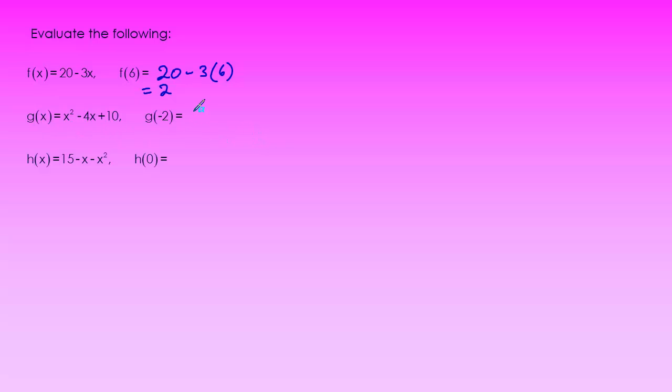Here we want g of negative 2, so that gives us negative 2 squared, take away 4 lots of negative 2, add 10. So that's going to be 4 plus 8, which is 12, add 10 gives us 22. And for this one we want h of 0, so that's going to give us 15 take away 0 squared, which is just 15 take away 0, which is 15.